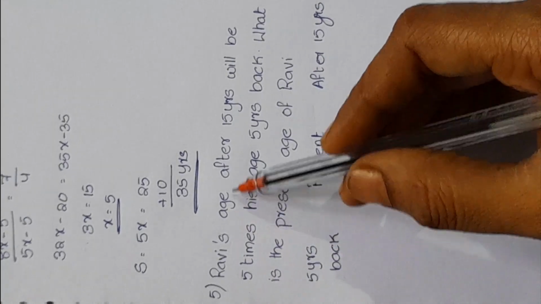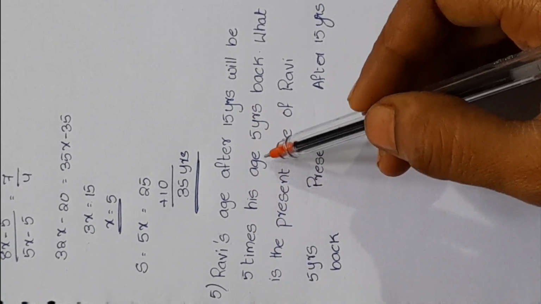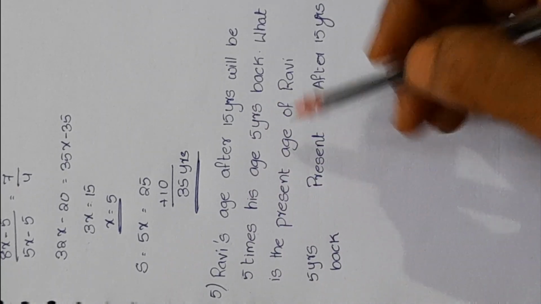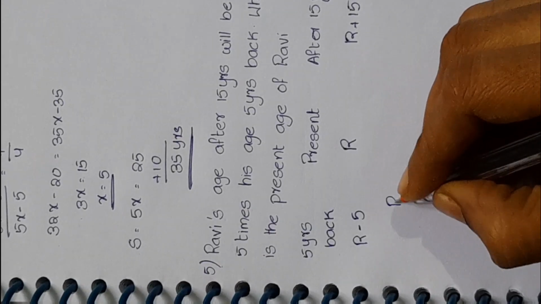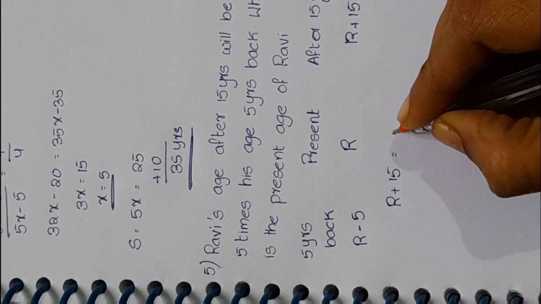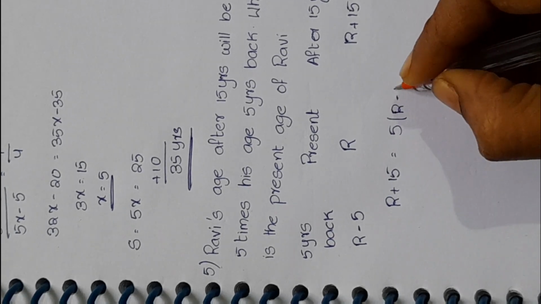Fifth question, Ravi's age after 15 years will be 5 times his age 5 years back. What is the present age of Ravi? It is given that after 15 years it will be 5 times the age 5 years back.